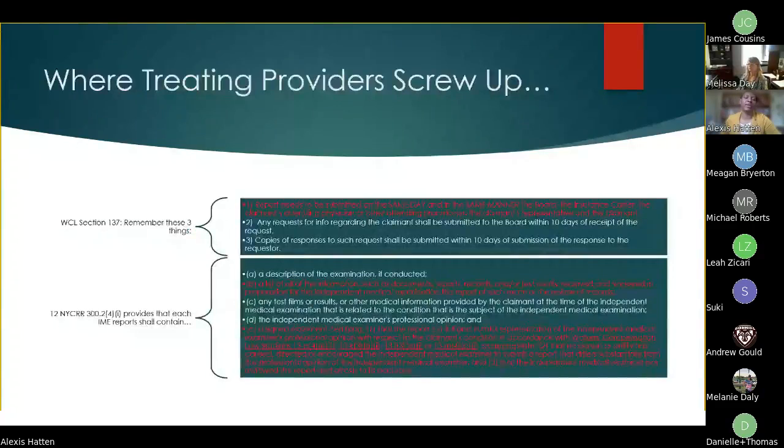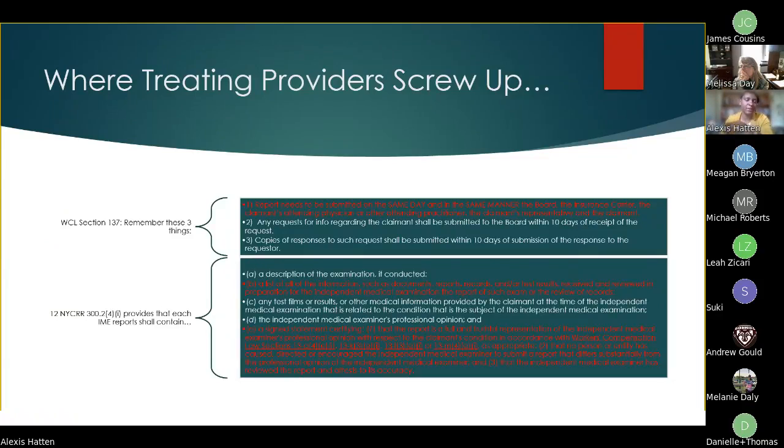Here's why. 137, remember the 3 things: same manner, same day. They always screw up on that. The ones in red are the ones they screw up the most. Same manner, same day to all parties. They never do that. The request for information shall be submitted to the board within 10 days of receipt of the request. Anytime the claimant's attorney submits something to the doctor asking for an opinion, if that doesn't appear to the board within 10 days of receipt of the request, that doesn't comply with 137. And the responses shall be submitted within 10 days of submission of the response to the requester. So they fail there too, usually.